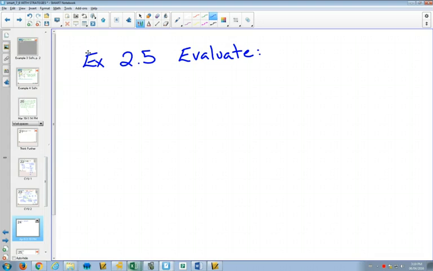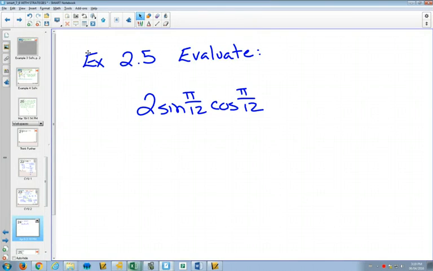I would like you to evaluate 2 sine pi over 12 cos of pi over 12.